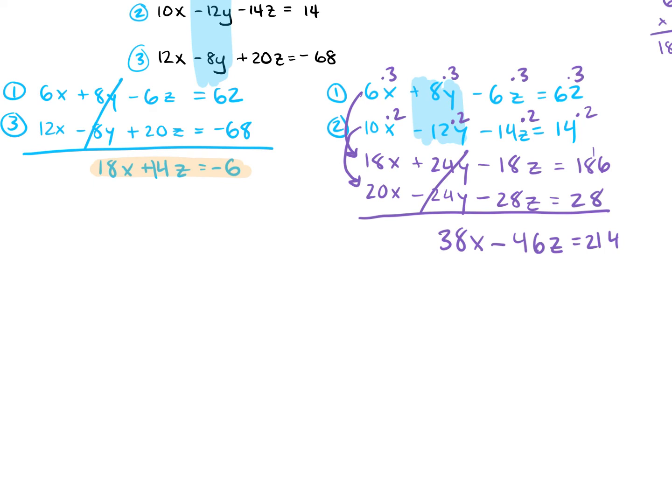So now I have two equations with two variables. I'm going to combine these two together. I'm going to write them right on top of each other so we can see. 18x plus 14z is equal to negative 6, and 38x minus 46z is equal to 214.